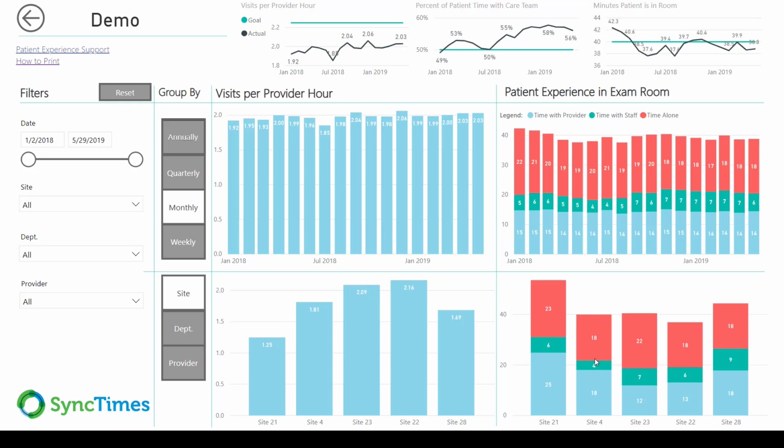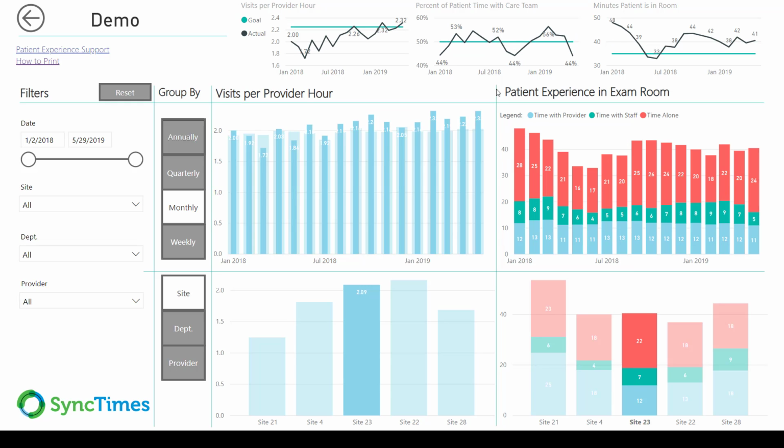Let's go ahead and select site number 23. This site is an excellent example of the best practices that were just mentioned. When we started working with this health center, they had patient alone times of 28 minutes. However, these alone times quickly decreased to 16 or 17 minutes alone in the exam room when the nurse manager was frequently sharing this information with her staff, but also working with her medical assistants to avoid rooming multiple patients at once, and also working with her providers and limiting them on the number of exam rooms that they used.